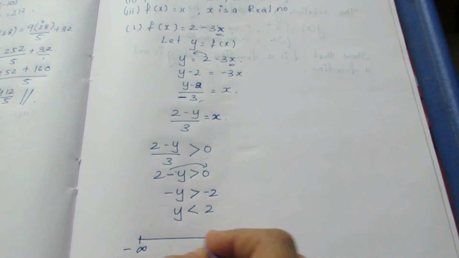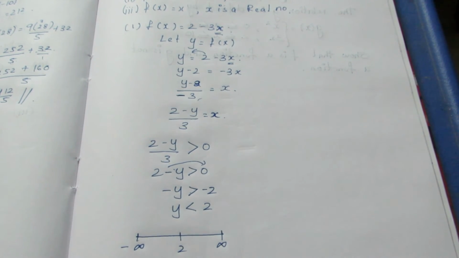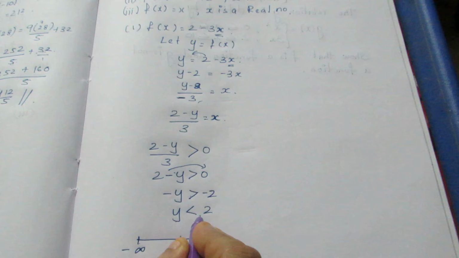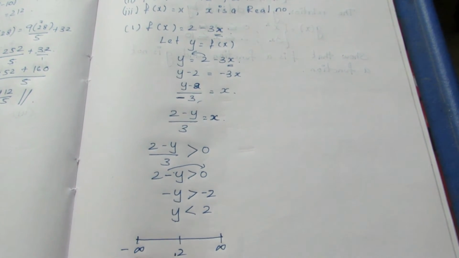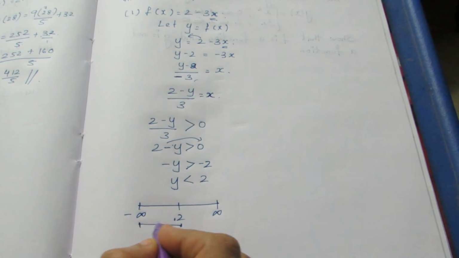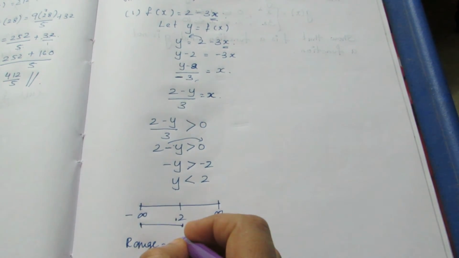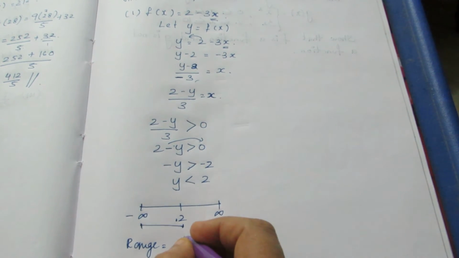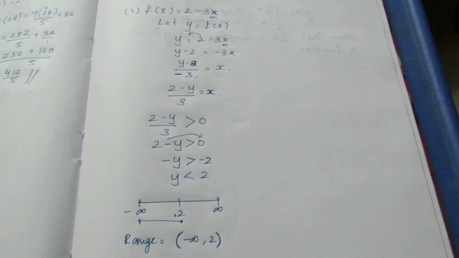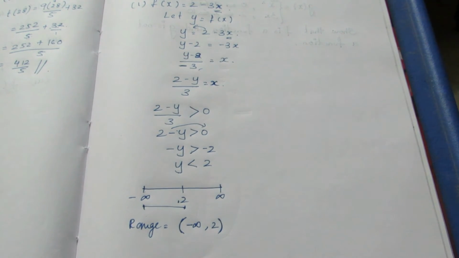This is minus infinity, this is plus infinity. Here, if I see, 2 is here, and they told that y is less than 2. That means the values less than 2 are on your left hand side. So your range lies between minus infinity to 2. As it is not equal to, you need to put an open bracket, not a closed one. So your range for the first sum is minus infinity to 2.